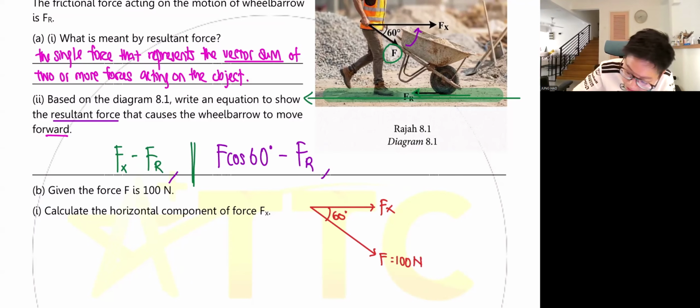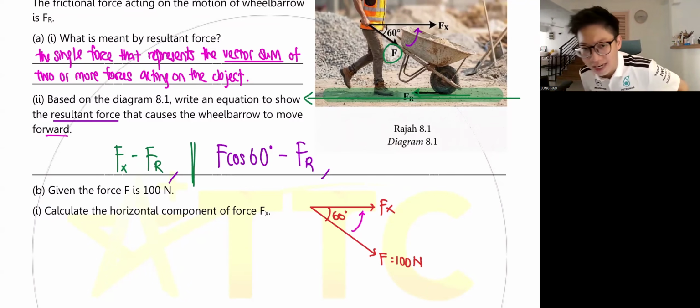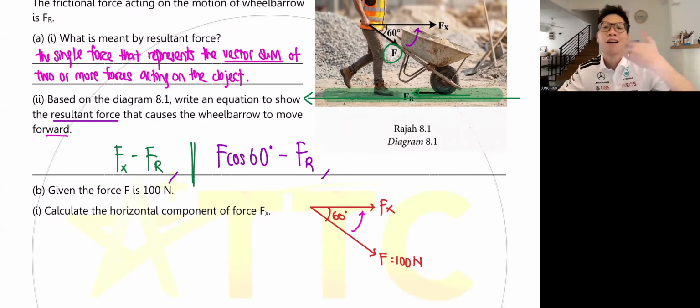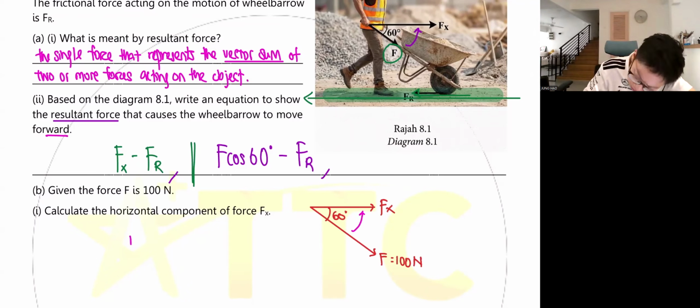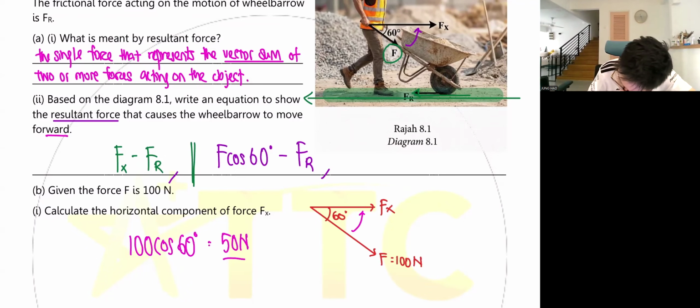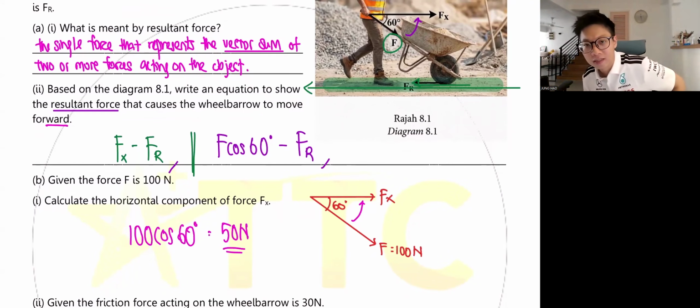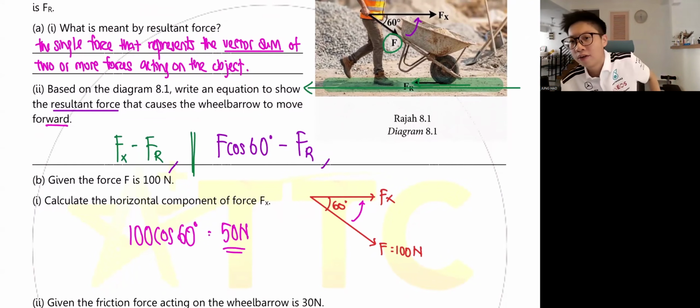So I said this so many times already. You want to move this up. So guys, what do you do? Cos or sine? Cos lah. Because we say touch means cos. So ultimately, we will just put 100 cos 60 degree. So my answer will be 50 Newton. That's it. Okay, 100 cos 60. So I shift it up.